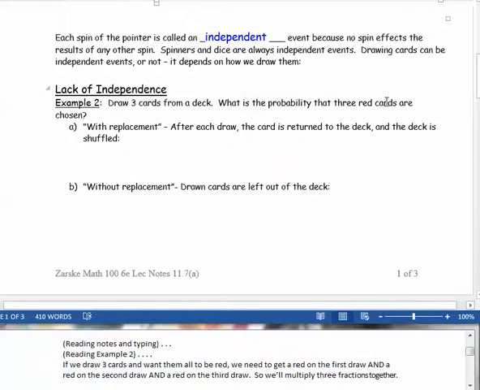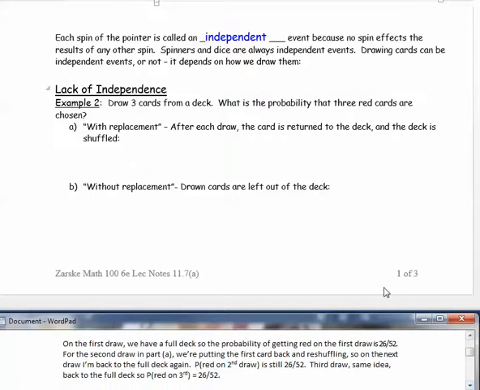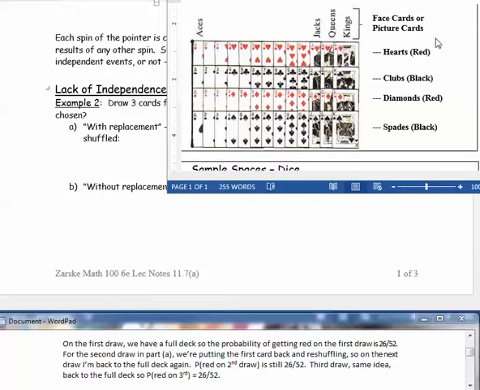If we want all 3 cards to be red, that would mean we would need a red on the first draw, and a red on the second draw, and a red on the third draw. So again, I don't see and, but this is an and problem, which means we'll be multiplying 3 fractions together. On the first draw, regardless of part A or B, we'll be drawing from the full deck. So the probability of getting a red on the first draw, out of the 52 cards, we have 26 red cards, so 26 out of 52.